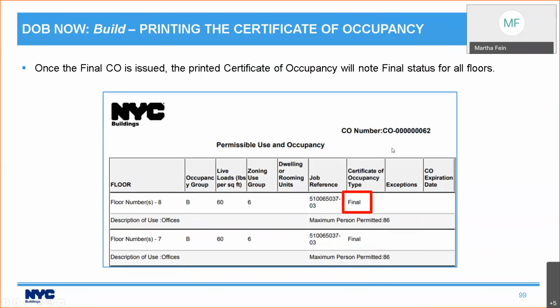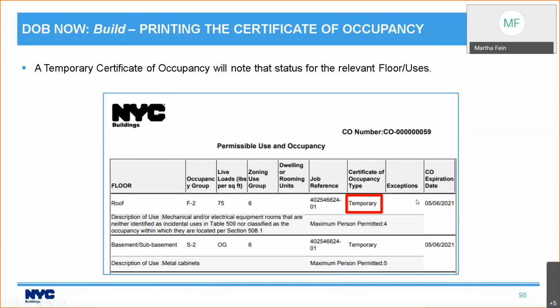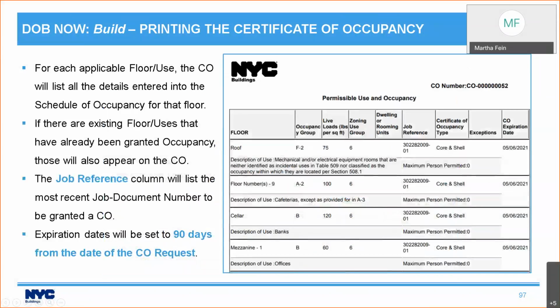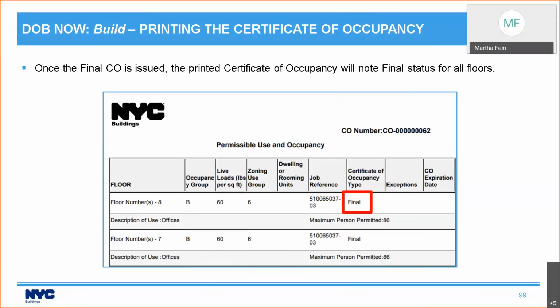And once the final certificate of occupancy is issued, you will see final on every floor use record. And notice that temporary and core and shell had expiration dates. Final has no expiration date.